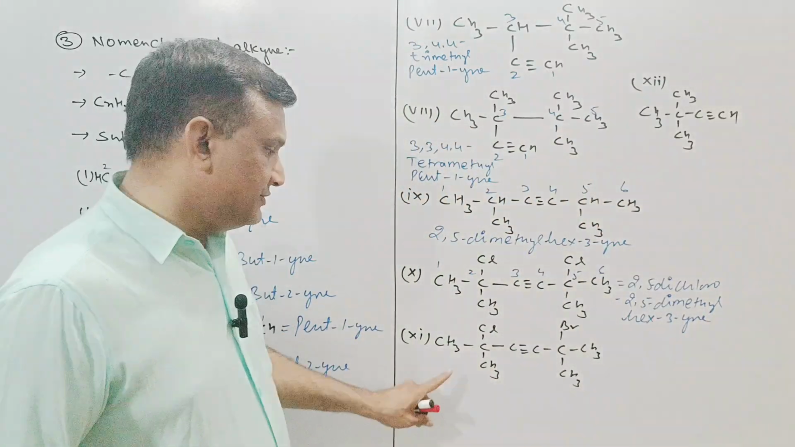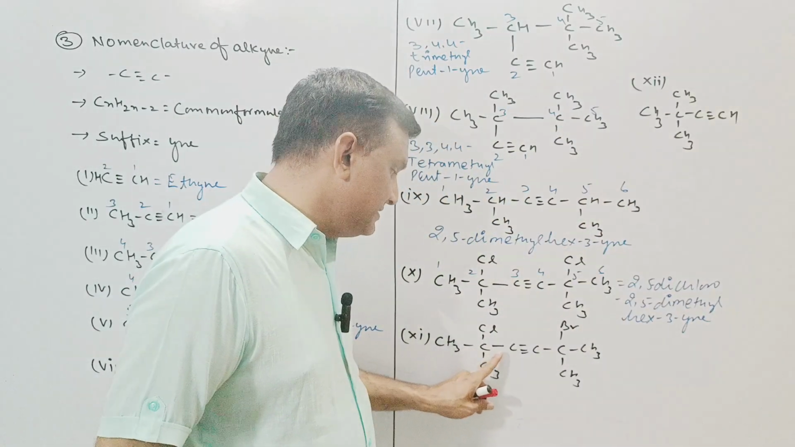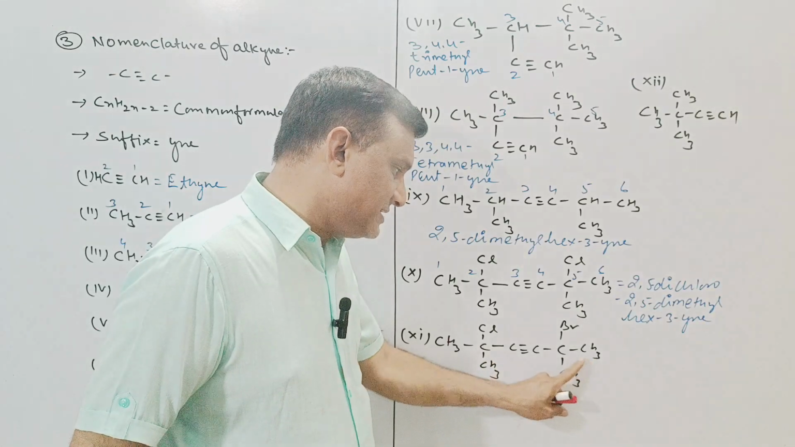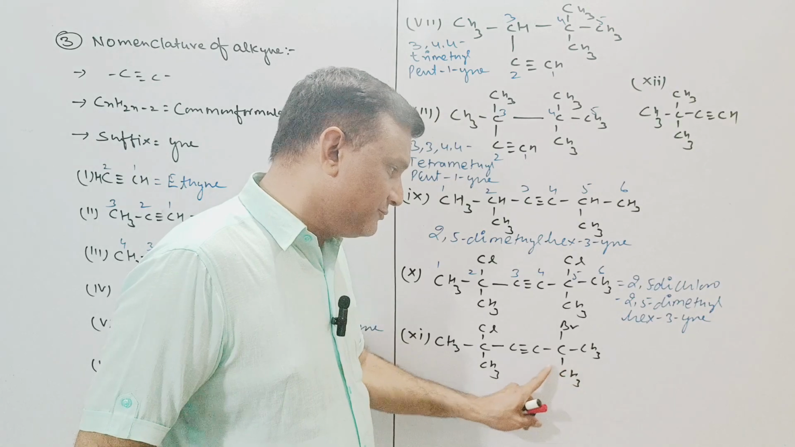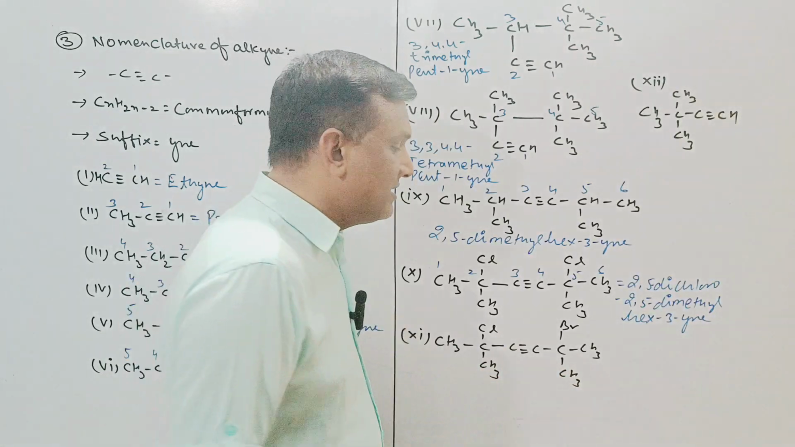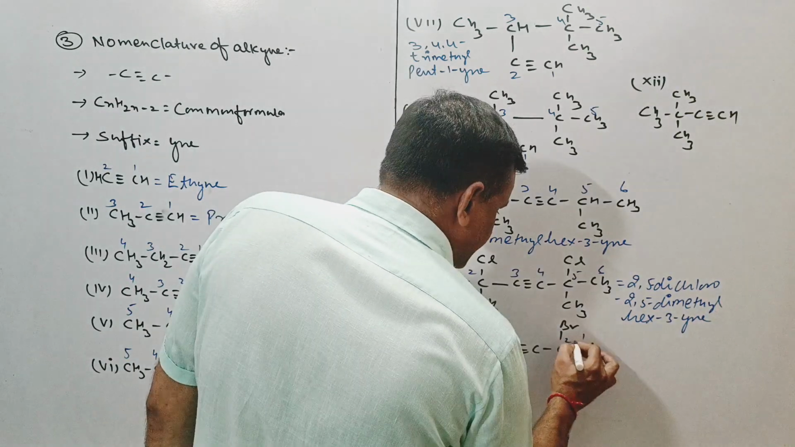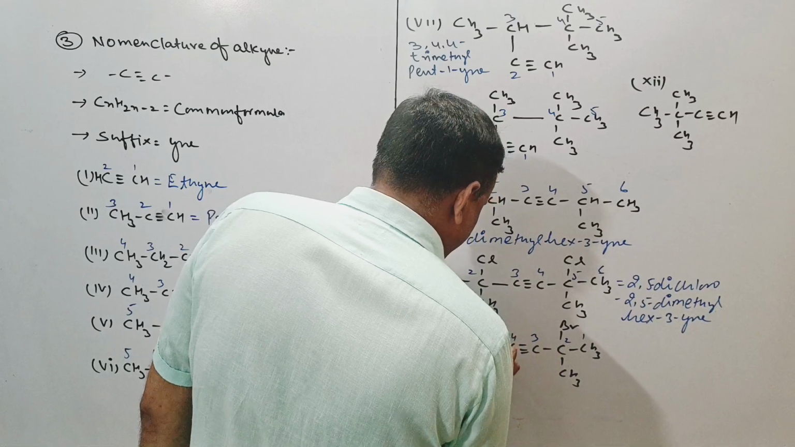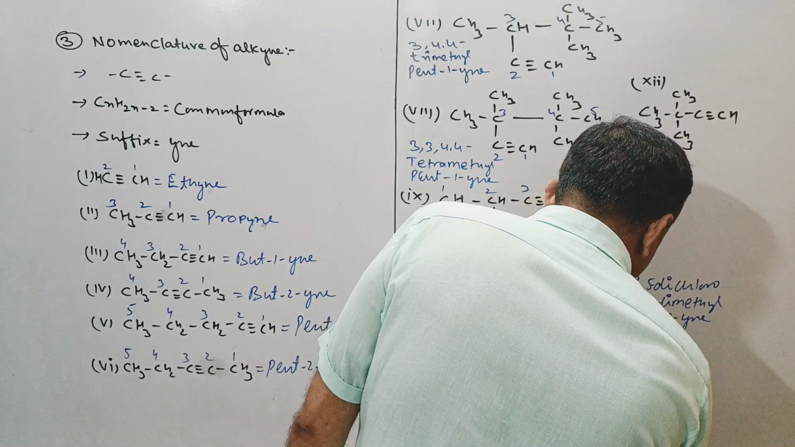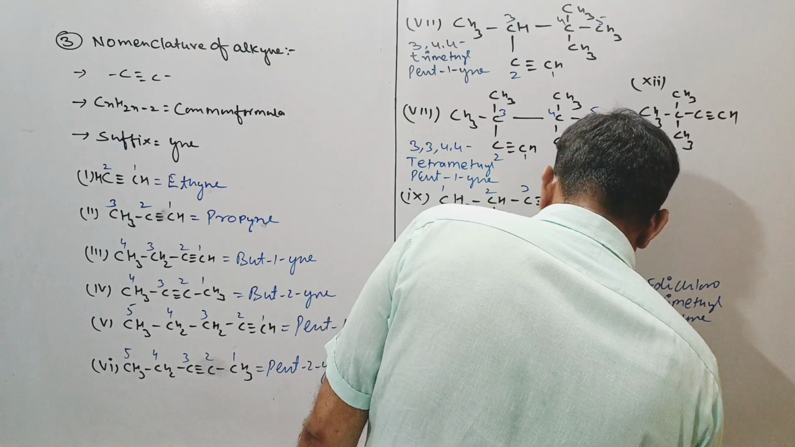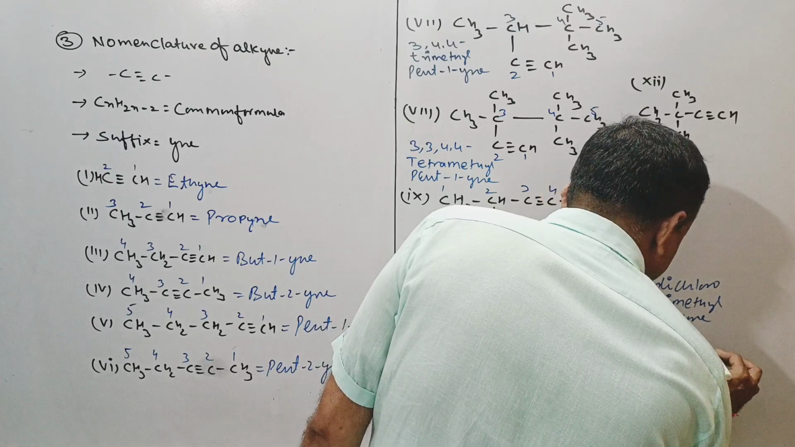Now for this, you will count from this side, then the triple bond will be at number 3. From this side the triple bond is at number 3, and from this side the chlorine methyl is at number 2, the bromine methyl at number 2. Bromo is more prior, so you will count the chain from this side: 1, 2, 3, 4, 5 and 6. This is the 2 bromo. This is your 5 chloro.